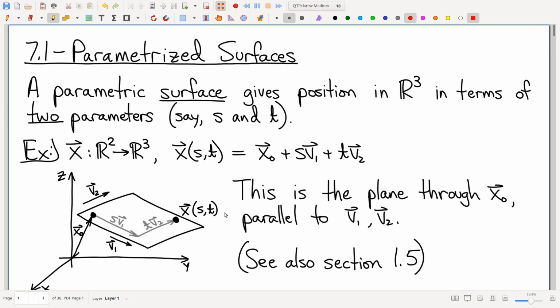Recall when we started doing two-dimensional vector calculus, one of the first things we had to do is we had to define line integrals, right? We had to define vector line integrals. How did we define vector line integrals? We kind of needed parametric curves. Okay.